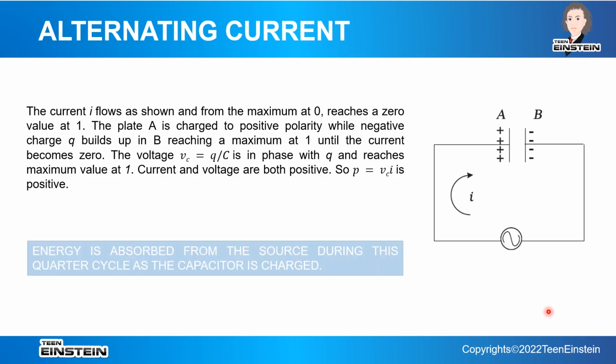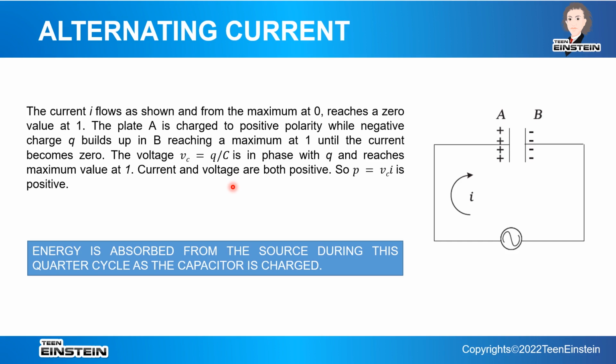So let's look at the first quarter cycle, 1 by 4th, on the positive half cycle. The current I flows as shown, and from the maximum at 0 reaches a 0 value at 1. A and B are the plates of the capacitor. First A is charged to positive value because the positive terminal of the battery is applied here and the negative terminal is applied here. Now we are in the positive half cycle of the voltage. The plate A is charged to positive polarity while negative charge Q builds up in B, reaching a maximum at 1 until the current becomes 0.